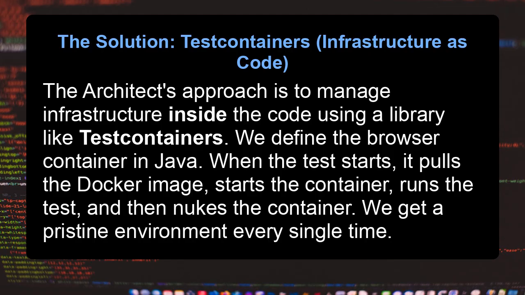The solution: Testcontainers, infrastructure as code. The architect's approach is to manage infrastructure inside the code using a library like Testcontainers. We define the browser container in Java. When the test starts, it pulls the Docker image, starts the container, runs the test, and then nukes the container. We get a pristine environment every single time.